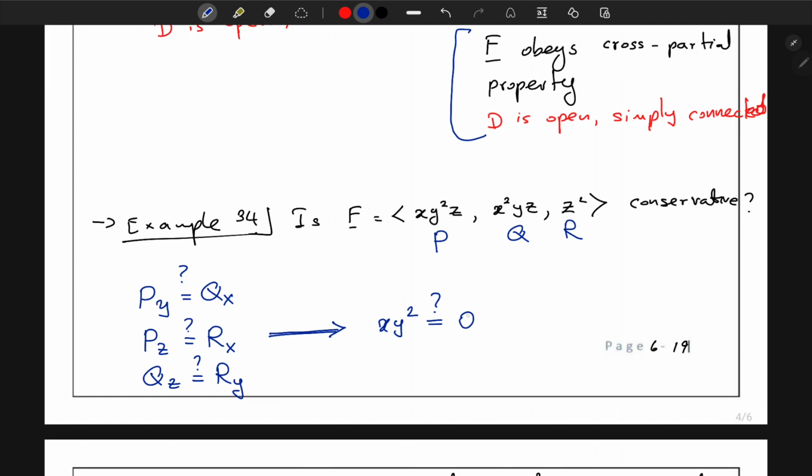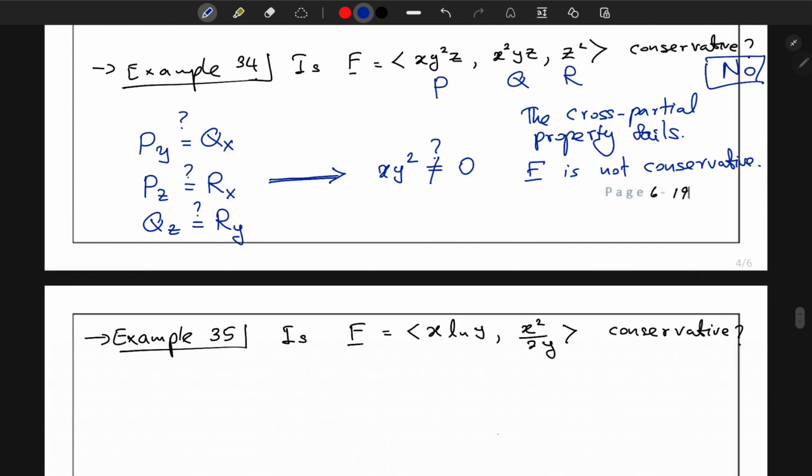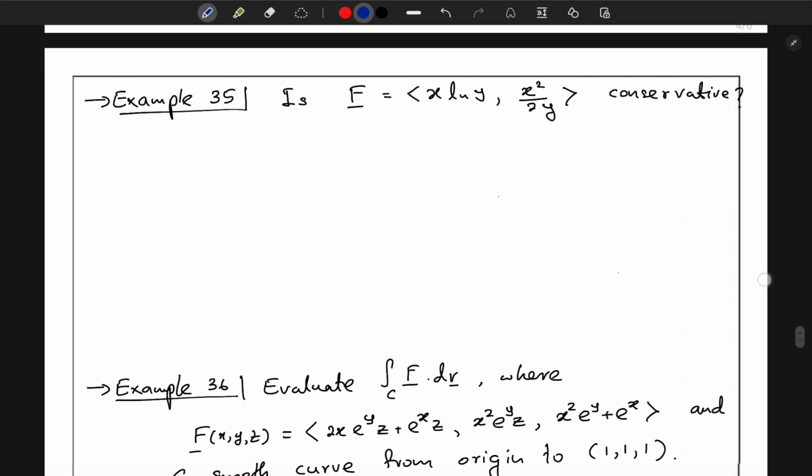Now as soon as we have this, they are not equal, therefore the cross partial property fails, so it is not conservative. F is not conservative. So the answer is actually no. Alright, so we did this example. Let me go to the next example.